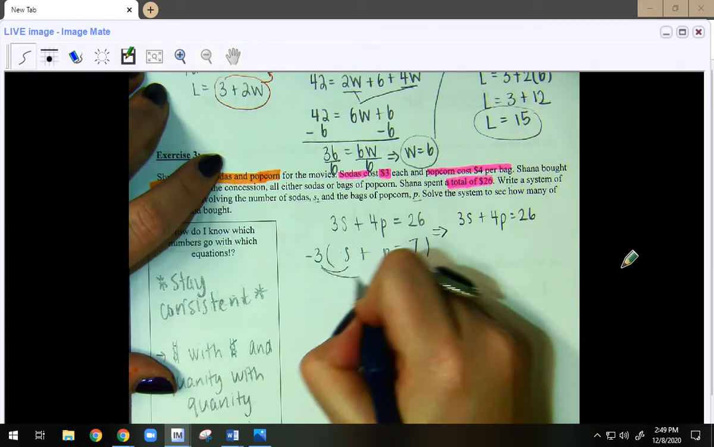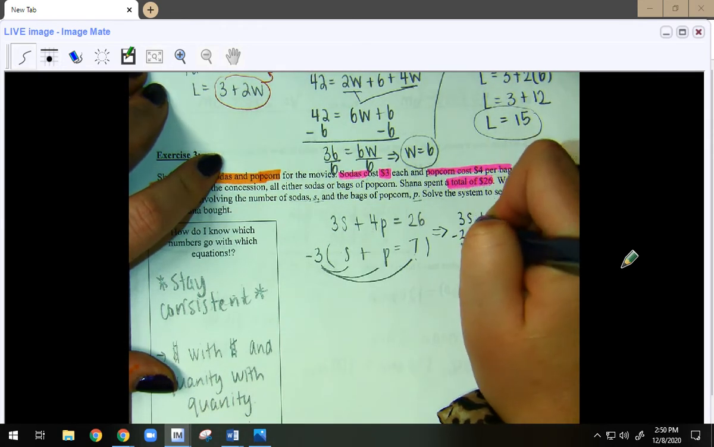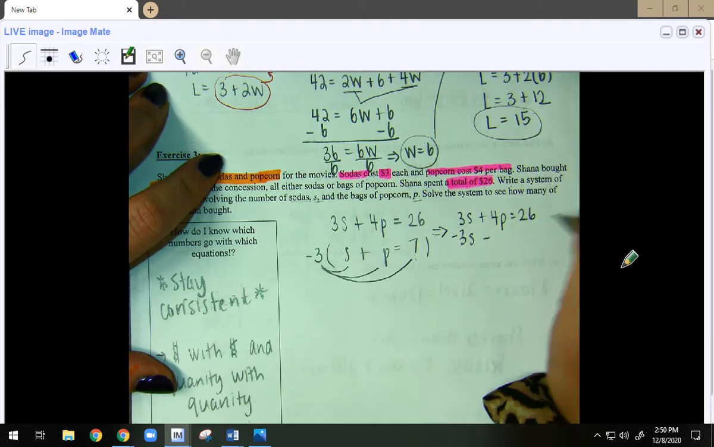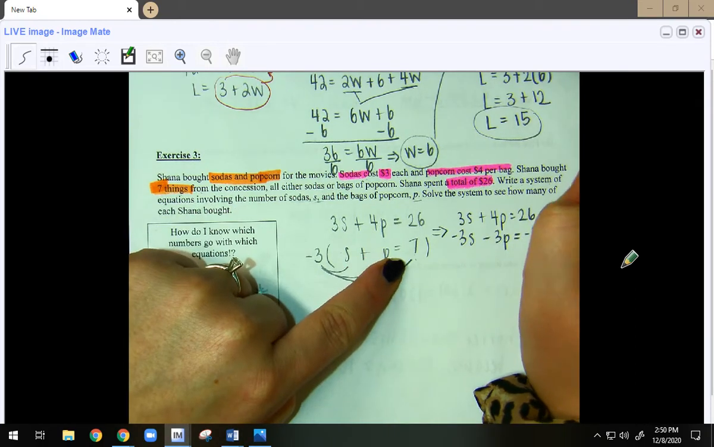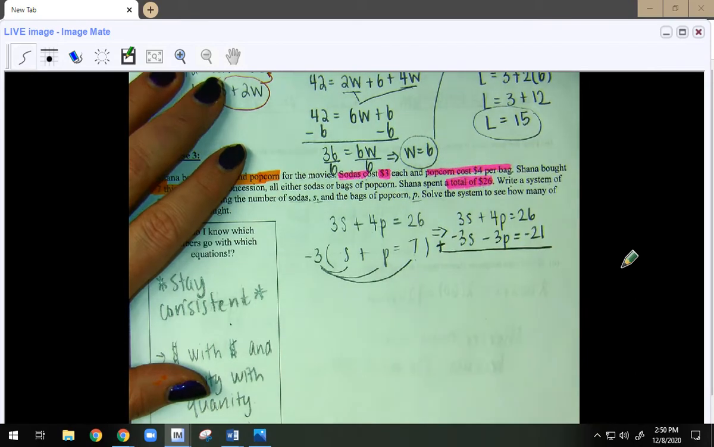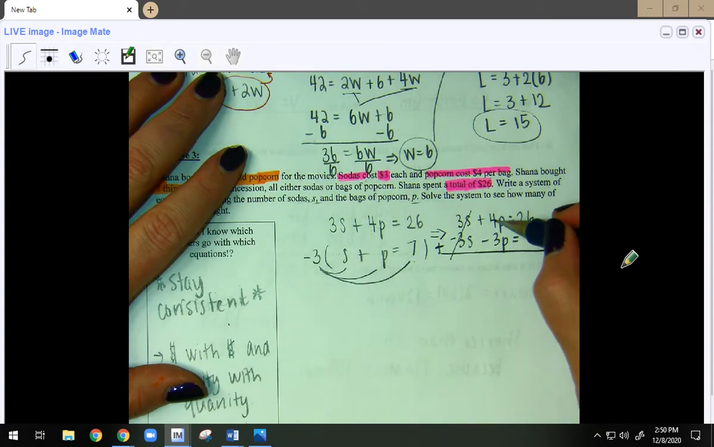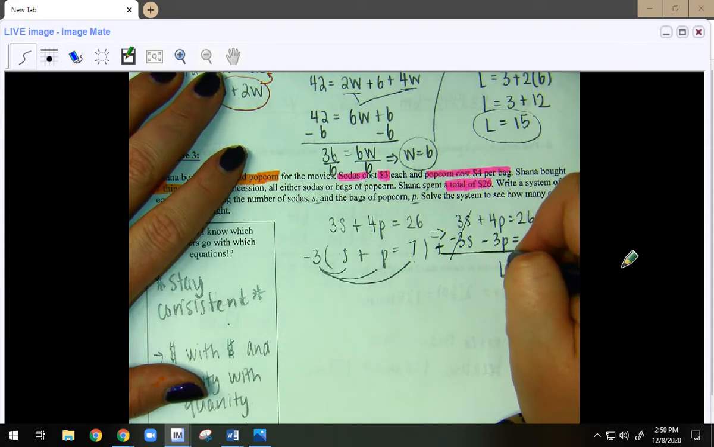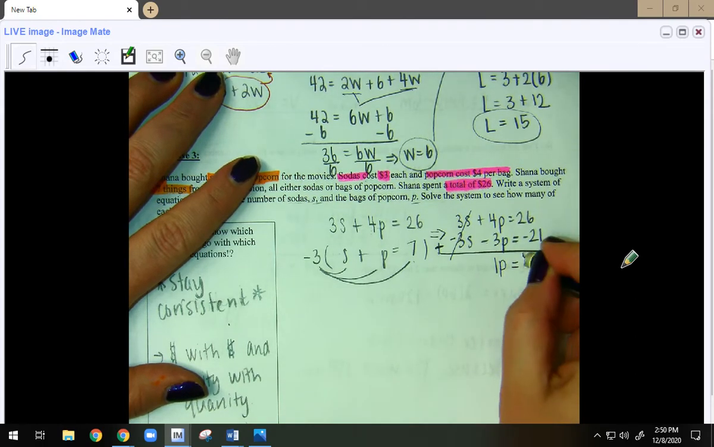And when I distribute this through, I get -3S minus 3P equals -21. Now I get to add these together so I can do some elimination. Well, this cancels. This is so nice because 4 minus 3 is just 1P, so 1 popcorn. And 1 popcorn equals 26 minus 21, which is 5.